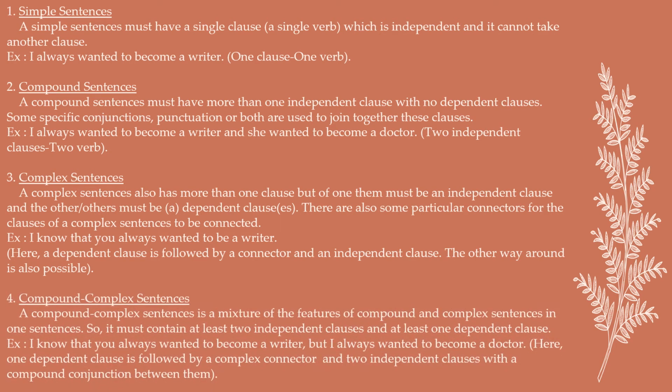And last, compound complex sentence. A compound complex sentence is a mixture of the features of compound and complex sentence in one sentence. So, it must contain at least two independent clauses and at least one dependent clause. For example, I know that you always wanted to become a writer, but I always wanted to become a doctor. Here, one dependent clause is followed by a complex connector and two independent clauses with a compound conjunction between them.